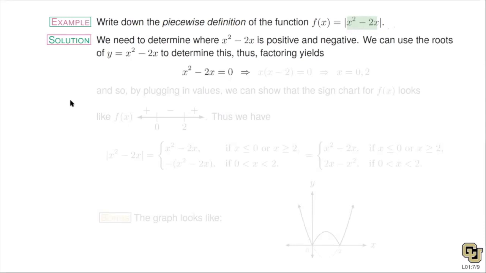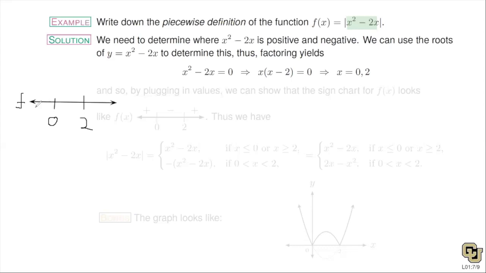So here I set the expression in between the absolute value bars, x squared minus 2x, equal to 0, factor out the common term, and the x times (x minus 2) will equal 0 if x is equal to 0 or if x is equal to 2. And so now what I want to do is make a sign chart. I want to make an x-axis. On this x-axis, I want to put down 0 and 2. So here's 0 and 2.